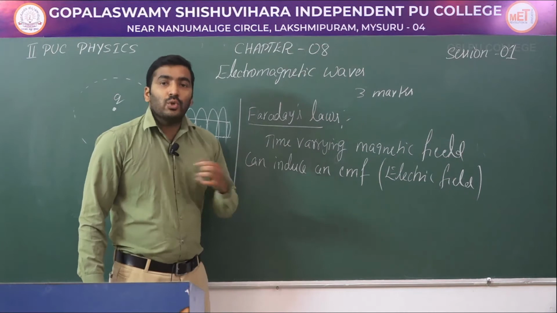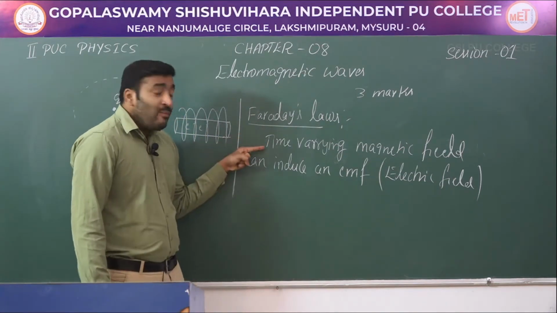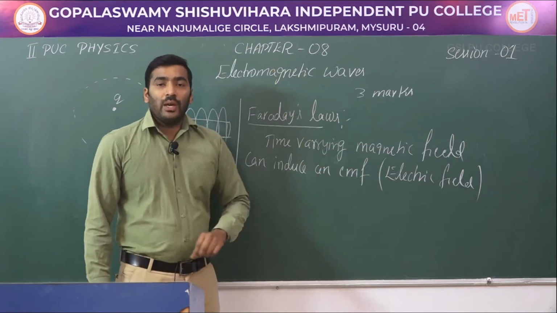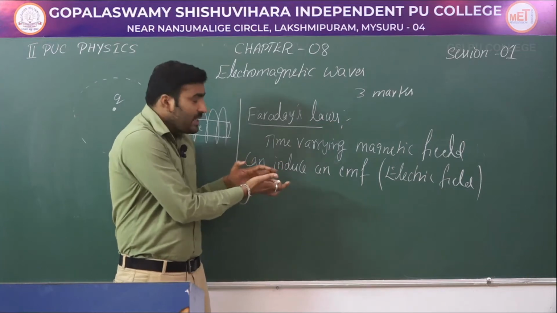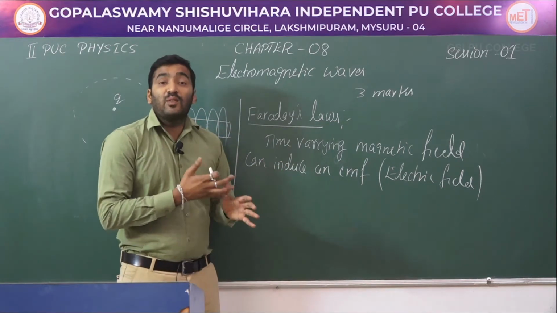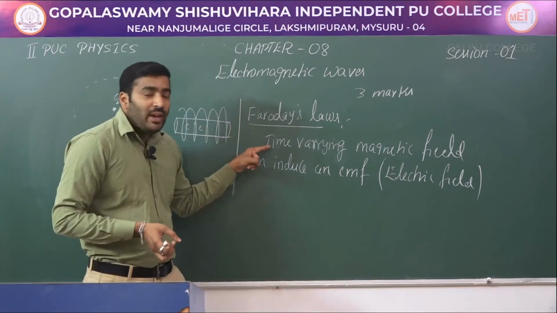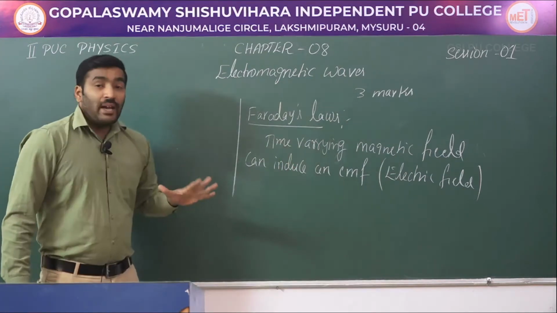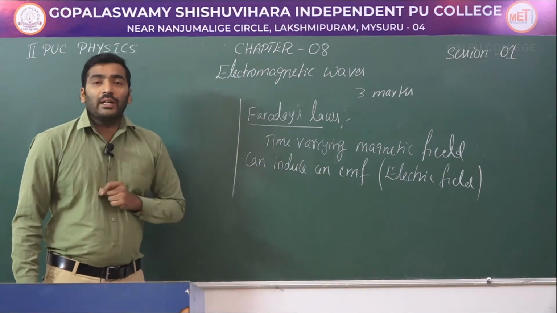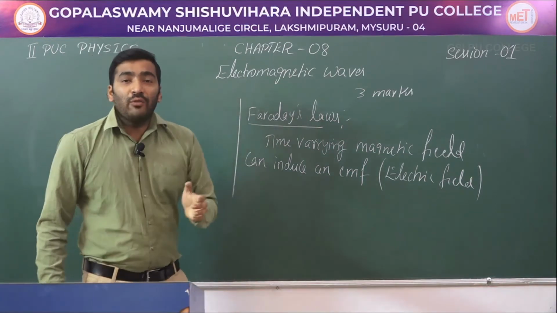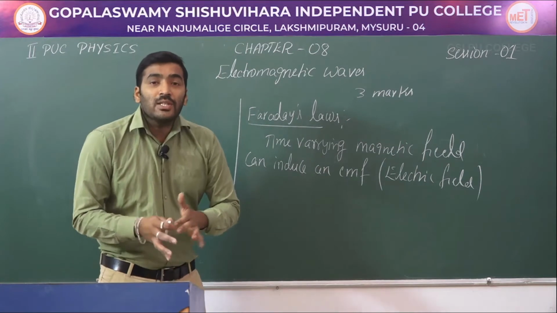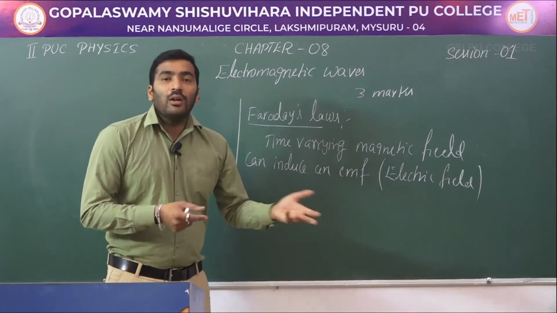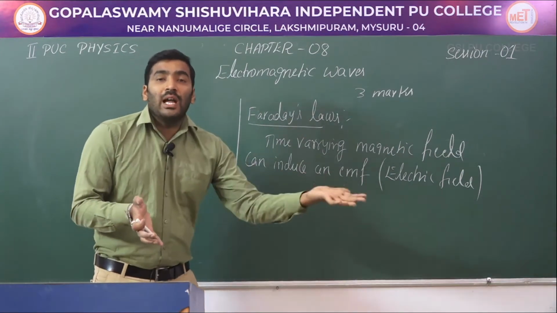The converse is also true. This means a time varying electric field can induce a magnetic field also. So, a time varying magnetic field is inducing an EMF, which is nothing but an electric field. In the same way, a time varying electric field can induce a magnetic field also. So, by all these observations, Maxwell concluded that the variation of one field with respect to time can induce the other field. That is, the variation of electric field can induce a magnetic field, or the variation of magnetic field can induce an electric field.